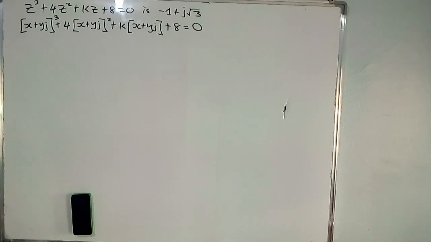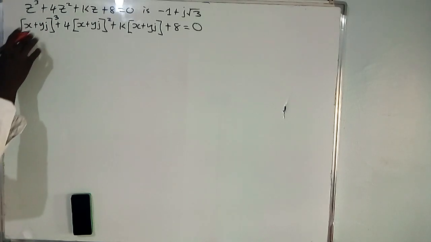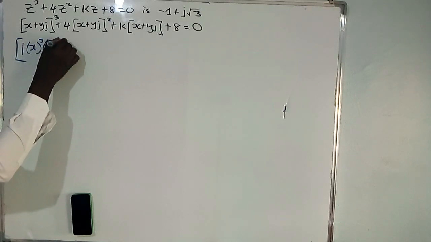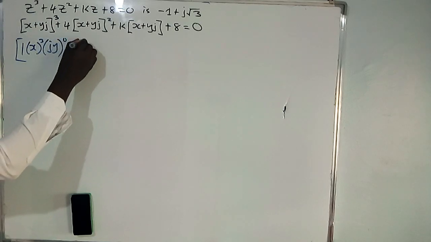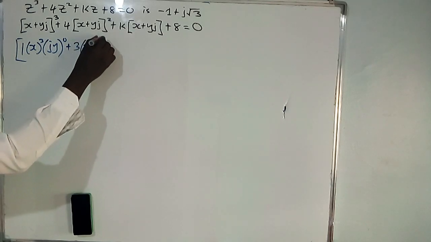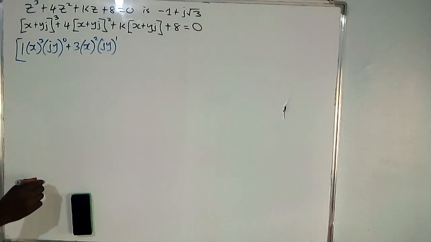Having done that, you expand each and every term using binomial expansion. The coefficient of the first term in a binomial expansion when the power is 3 is 1, then we have x raised to power 3, yj raised to power 0. Then the second term: the coefficient when the power is 3 is 3, then x is raised to power 2, and yj is raised to power 1. Are we together? We are expanding it using binomial.